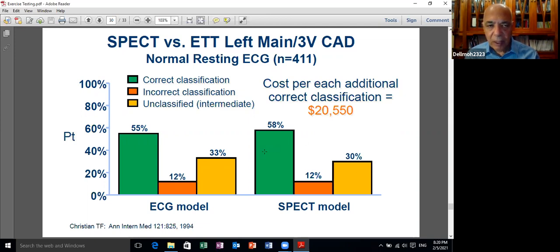If you look at the unclassified, also there are minor differences. If you look at the incorrect classification, there is no difference at all. So if you have a subset of patients in which the electrocardiogram at baseline is normal, and this connotes at the same time a normal ejection fraction, there is no point in submitting these patients to imaging.